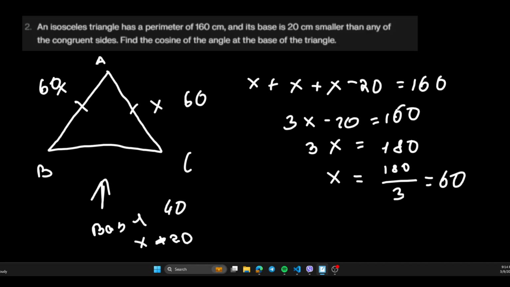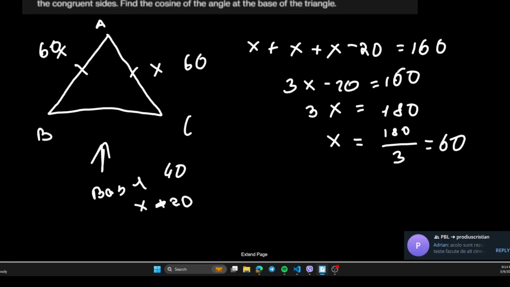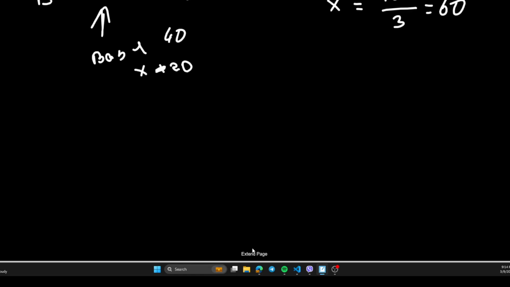Okay. So, how can I remember the cosine? Just use this thing. Oh my gosh. What? Dude, I'm gonna quit. You're gonna punch the screen? How can you remember cosine?